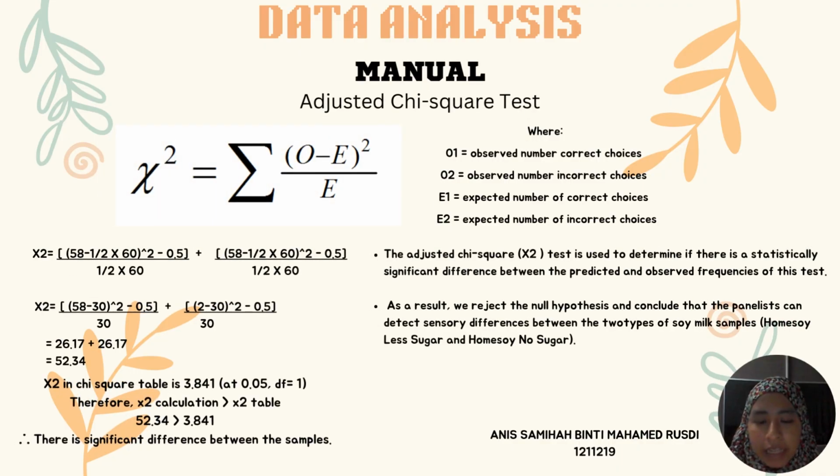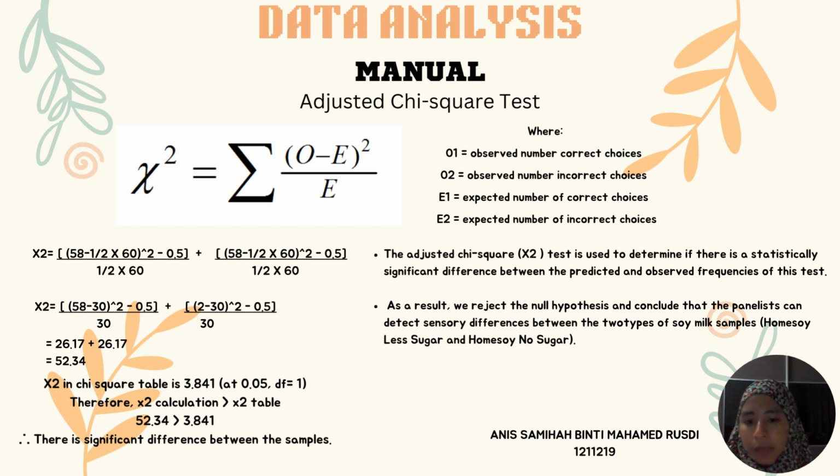Now let's move to data analysis. First, we manually use the adjusted chi-square test. The formula is X squared equals summation of (O minus E) squared over E, where O is the observed number of correct and incorrect choices, and E is the expected number of correct and incorrect choices. Then we insert the data that we observed until we get 26.17 plus 26.17 equals 52.34.